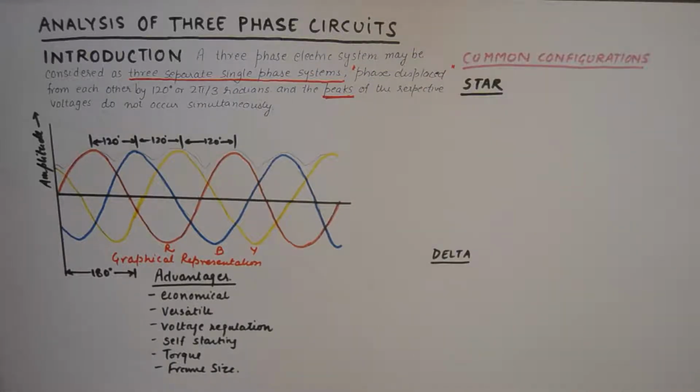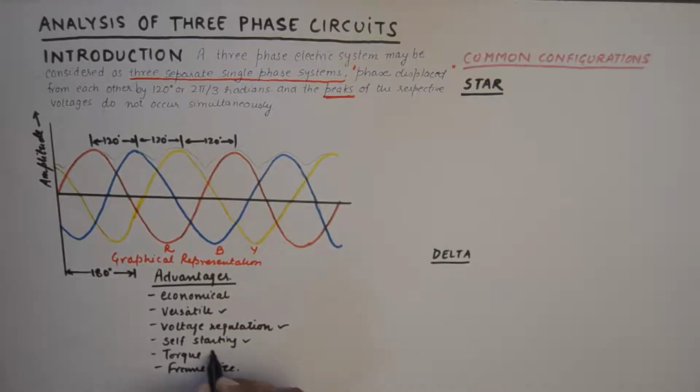They are pretty economical because the conductor material needed to transfer the same amount of power is less for a three-phase system. There is a single neutral that cuts the costs, and it is versatile. This point can be understood with the fact that both domestic and industrial commercial power can be provided from the same source. Voltage regulation is, I wouldn't say easy, it is better, and it is a self-starting system.